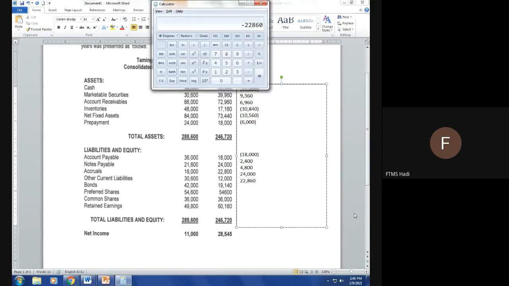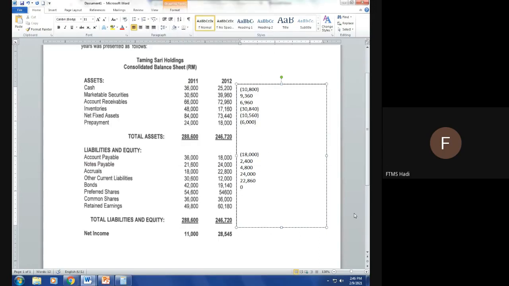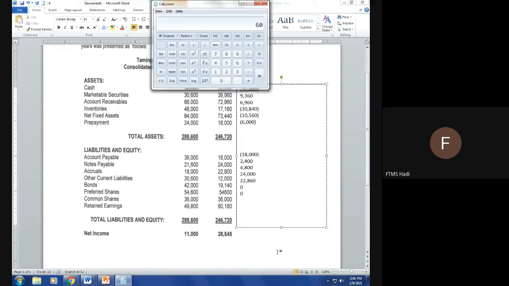And then the next part, preferred shares, 54,600 minus 54,600, no changes. Common shares, same, no changes, 36 minus 36 is 0. Retained earnings. Okay, you need to just calculate the differences, but we will do it for the dividend paid. 30180 minus 49.